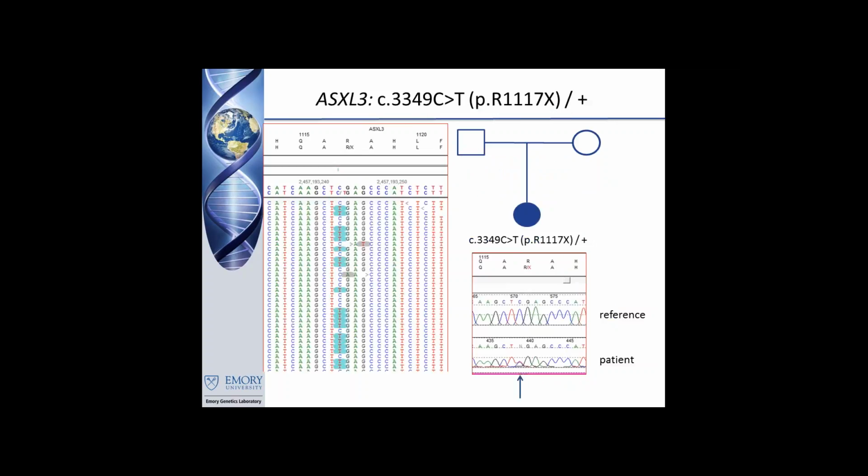On exome sequencing, we identified a nonsense variant in the ASXL3 gene. Over here, we just see the next-gen data. And then on this side, we Sanger sequenced that, just to confirm that variant.